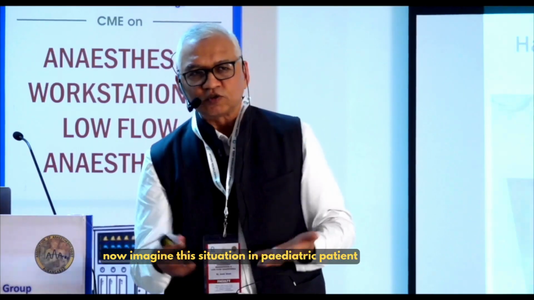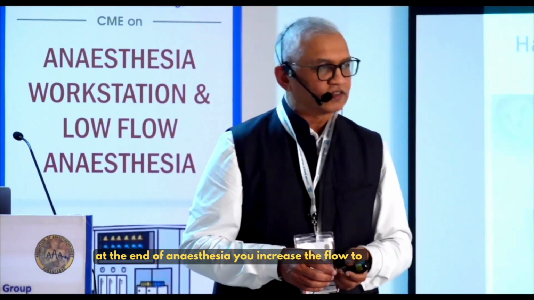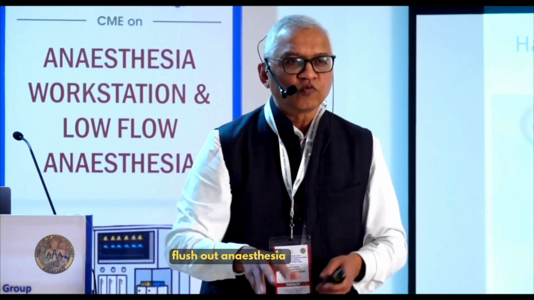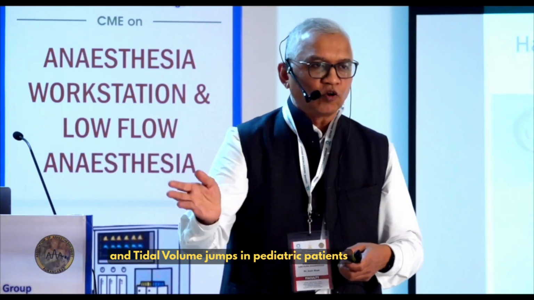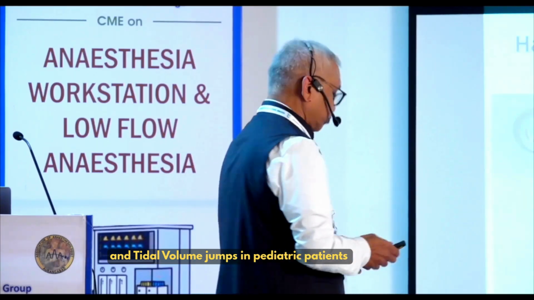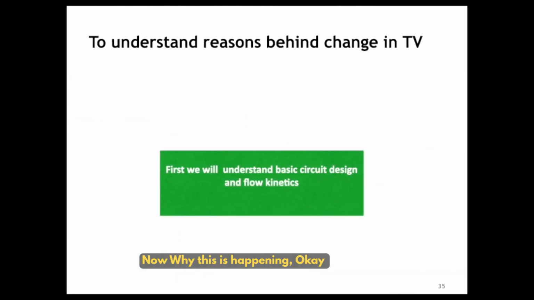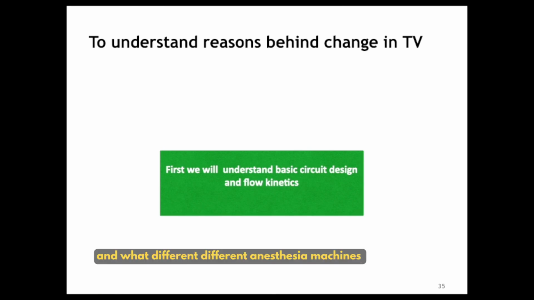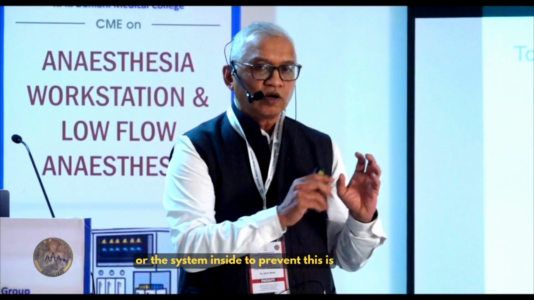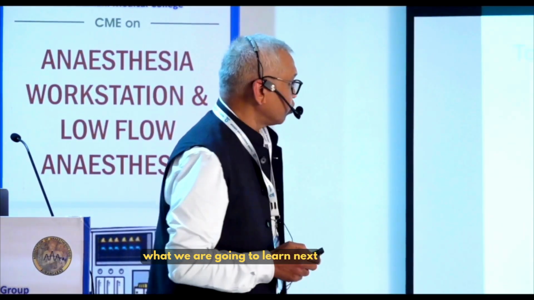Now imagine this situation in a pediatric patient. At the end of anesthesia, you increase the flow to flush out the anesthetic agent, and then tidal volume jumps in a pediatric patient. Now, why is this happening? To understand why this is happening, and what technology or system different anesthesia machines have inside to prevent this, is what we are going to learn next.